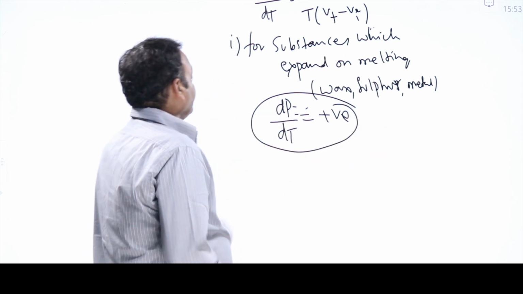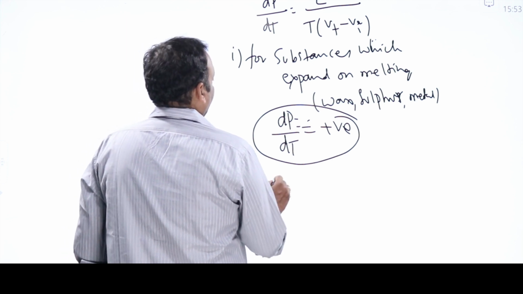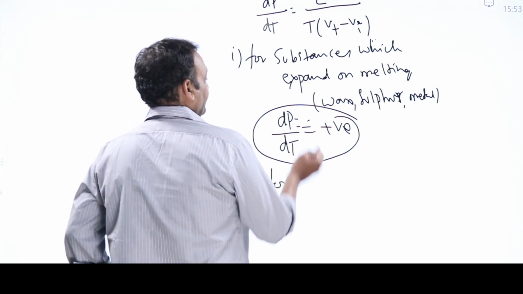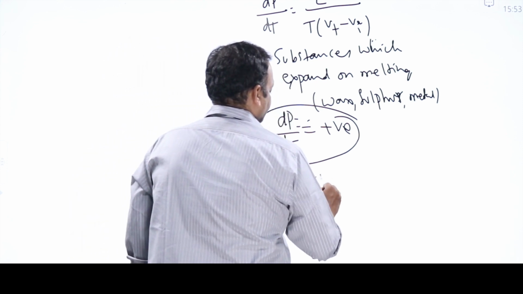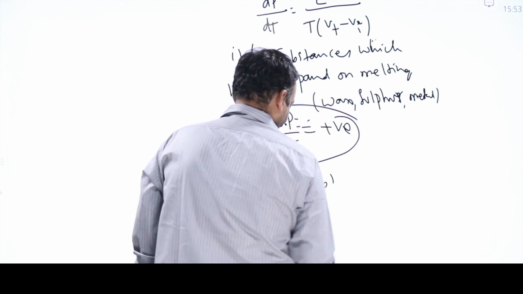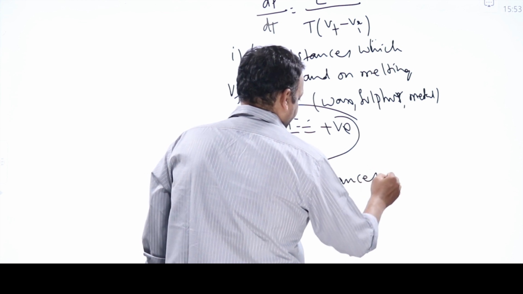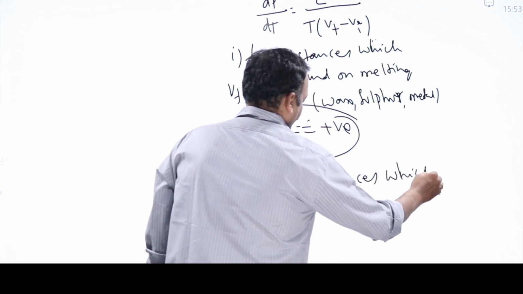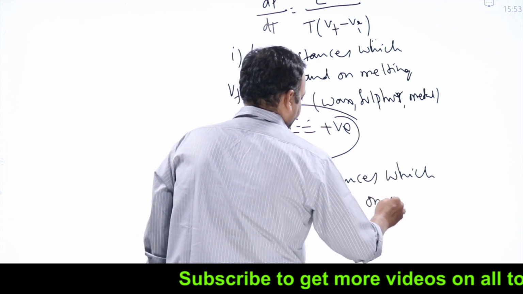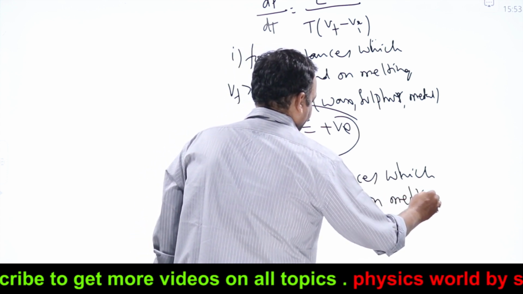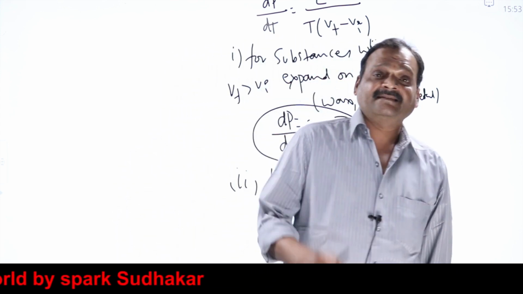Now there is a second case also here. This is somewhat interesting. For substances, here we have Vf greater than Vi. For substances which contract on melting. Substances which contract on melting. Some substances, best example is ice.